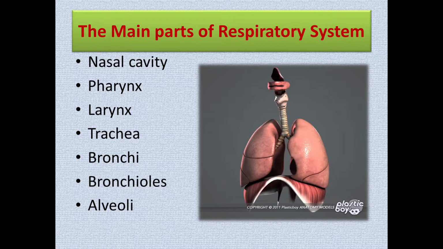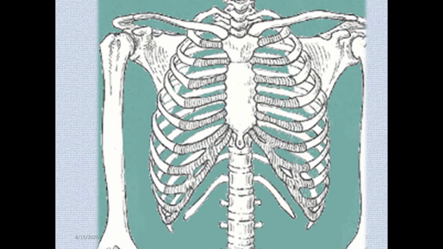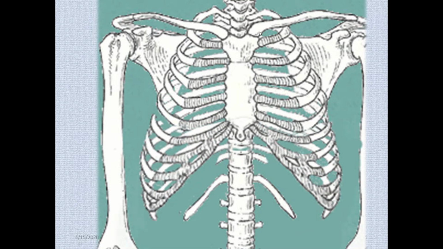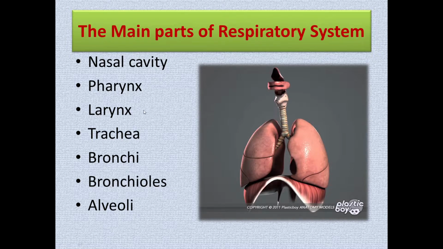Your respiratory system is located in the thoracic cavity above the diaphragm, and it is protected by your rib cage. Your respiratory system includes these main parts: the nasal cavity, the nose, the pharynx, which is a common part for 2 systems, the respiratory system and digestive system, the larynx, trachea, bronchi, bronchioles, and alveoli. These are the main parts of your respiratory system.